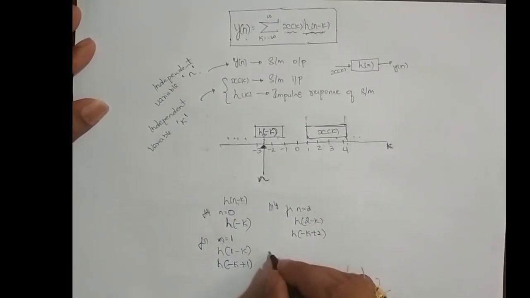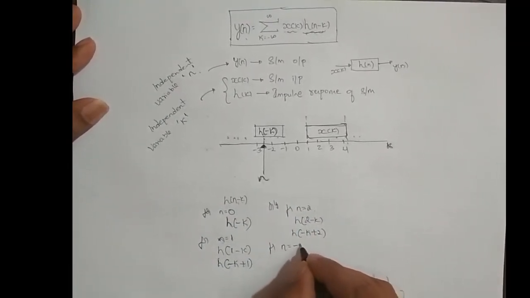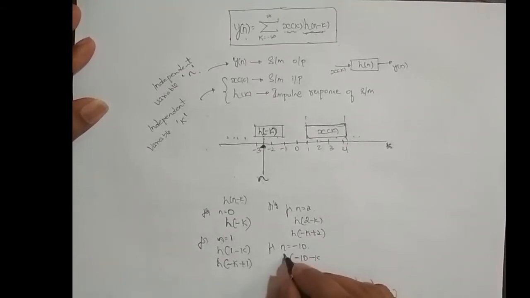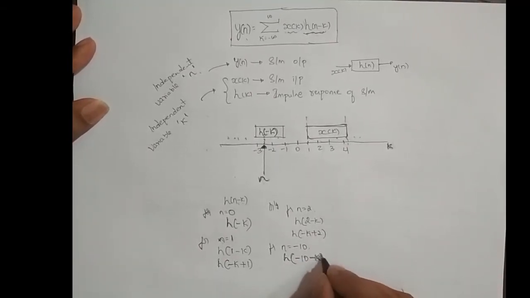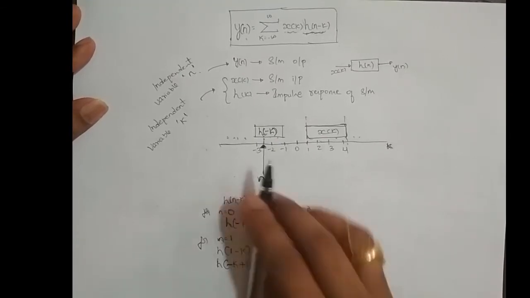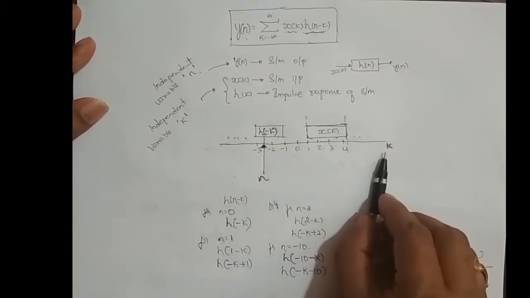If I put n equal to minus 10, what happens? h of minus 10 minus k. If I write it in the standard form, h of minus k minus 10. So what do we mean by this? h of minus k is shifted right 10 times. So this is shifted right like 10 times, right?